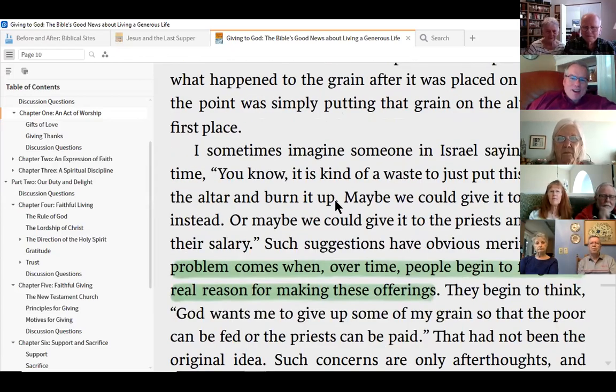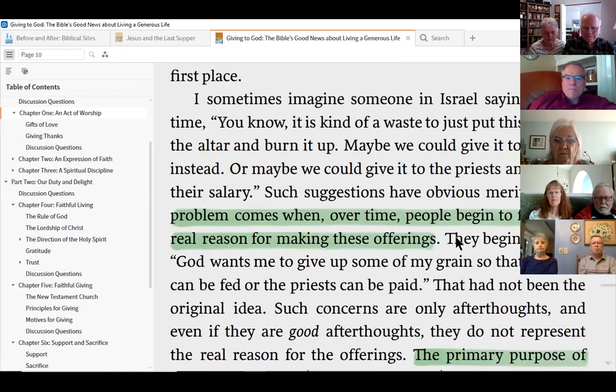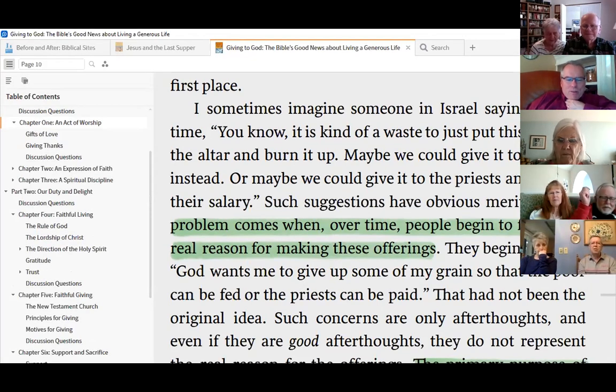You know, he goes on to say, somebody started thinking this wasn't such a good idea. Such suggestions have obvious merit as far as putting those offerings to better use. But the problem comes when over time people begin to forget the real reason for making these offerings. They begin to think God wants me to give up something of my grain so that the poor can be fed or priests can be paid. That had not been the original idea. And then he goes on. So really, the reason I read this, yeah, please, Bruce.